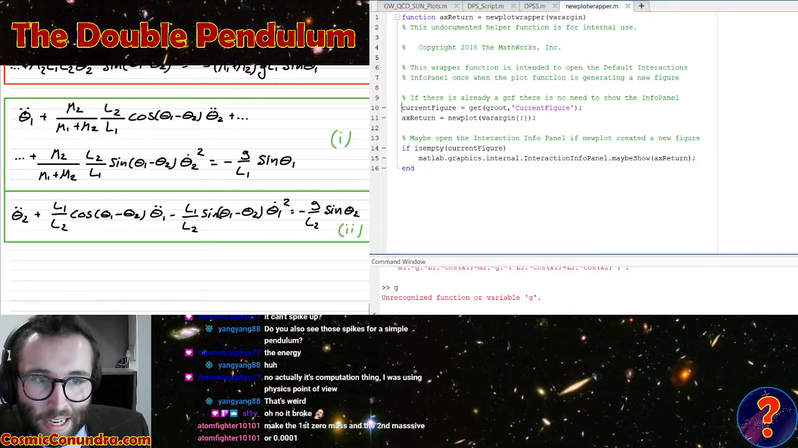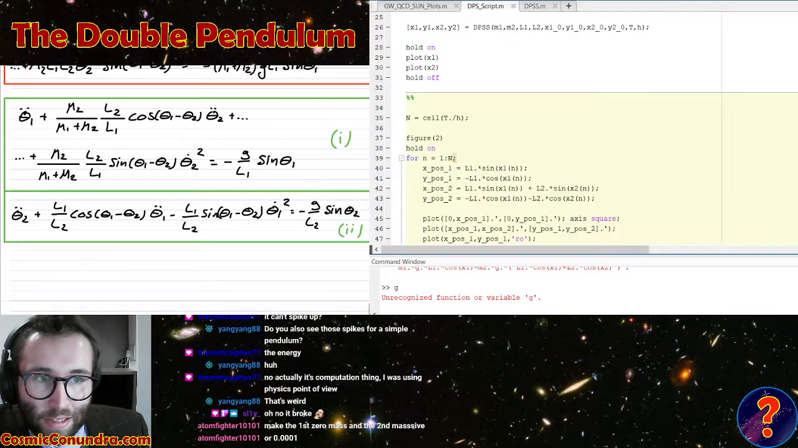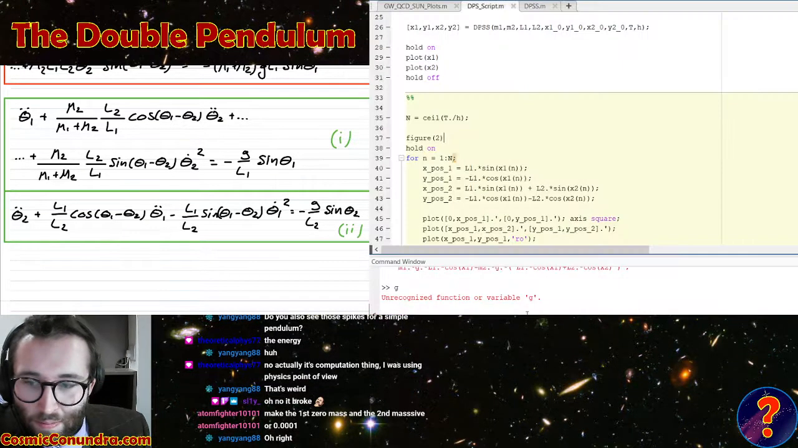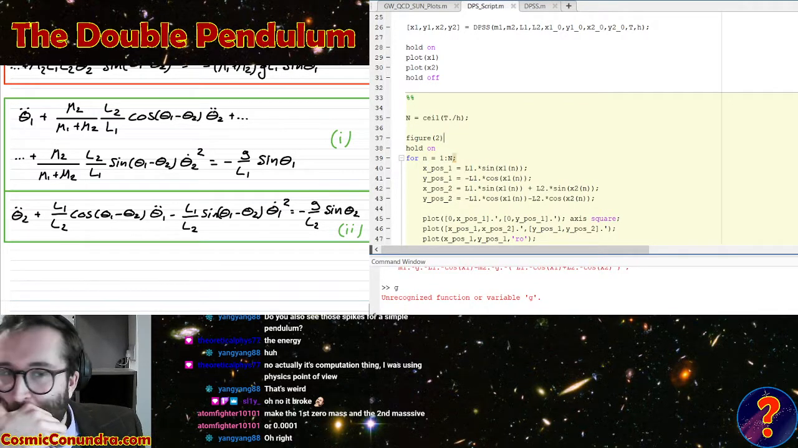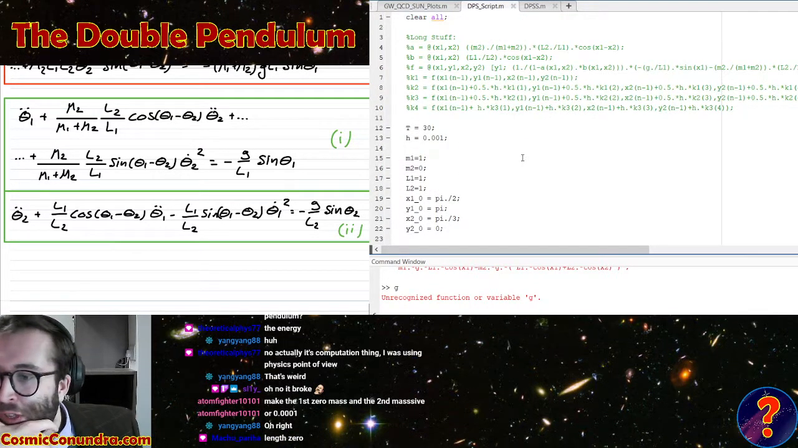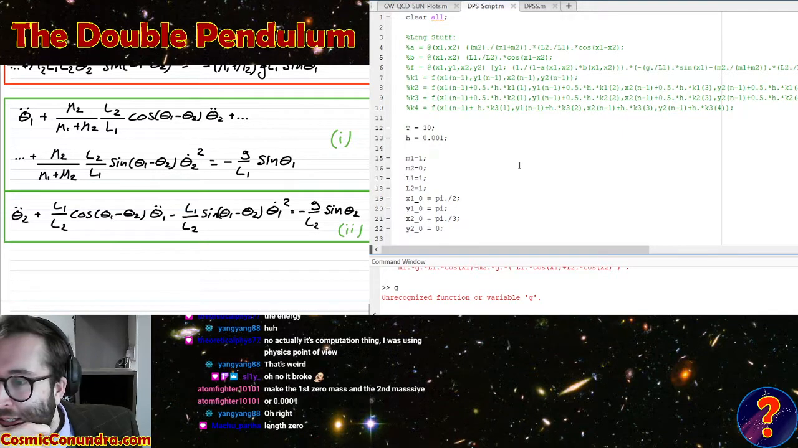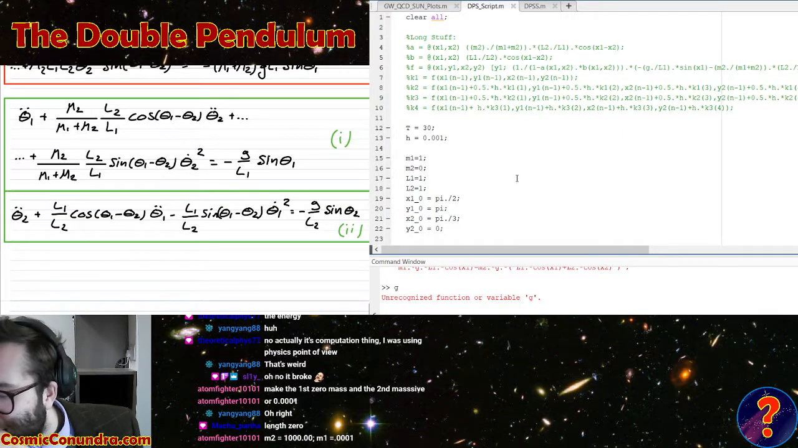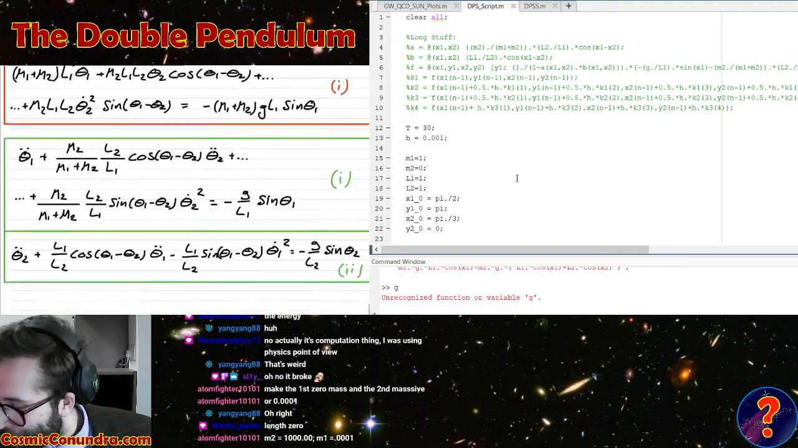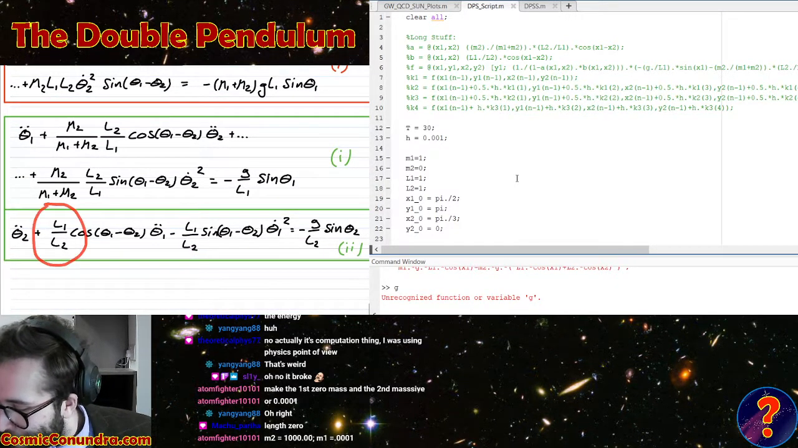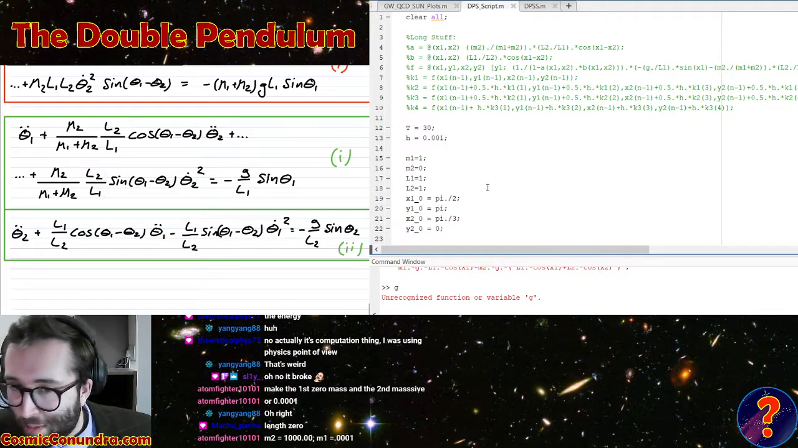But we could probably set m1 equal to 0. Or you could set the length to 0. Actually, no, hang on. We also divided by L2 here, and we divided by L1 here. I think the only thing you can sensibly set to 0 is m1.